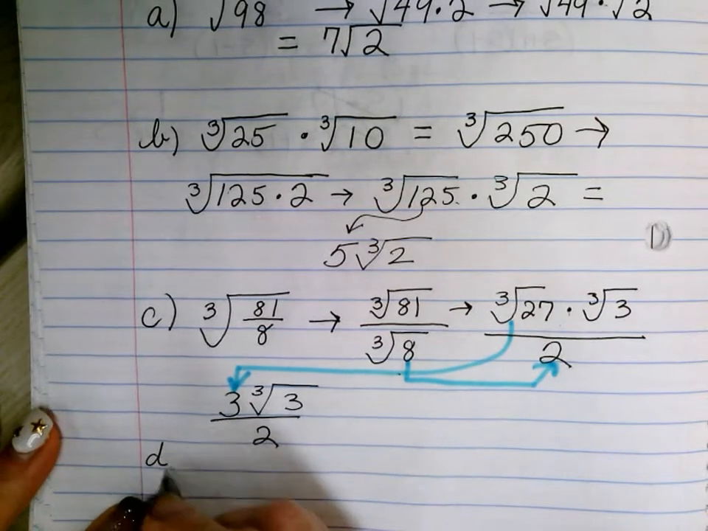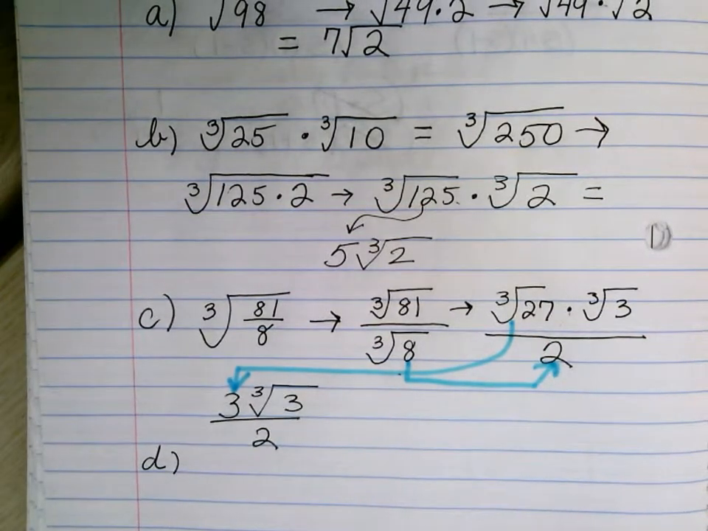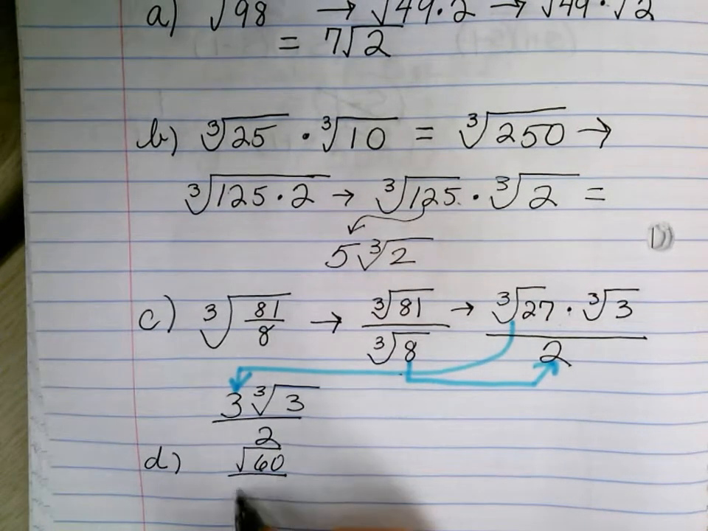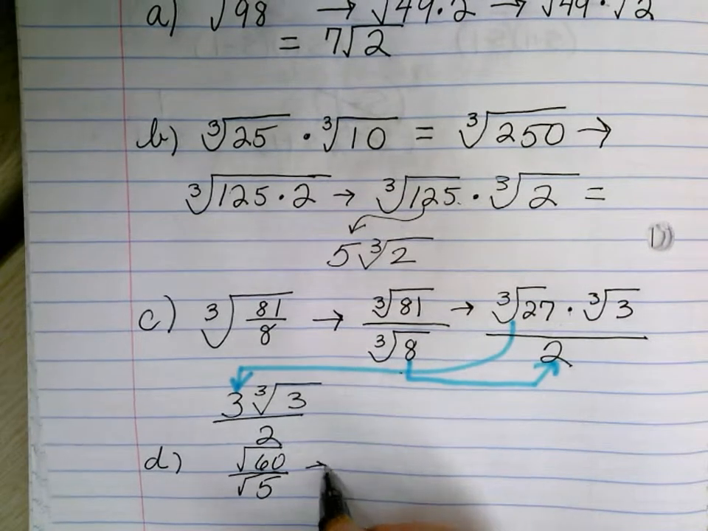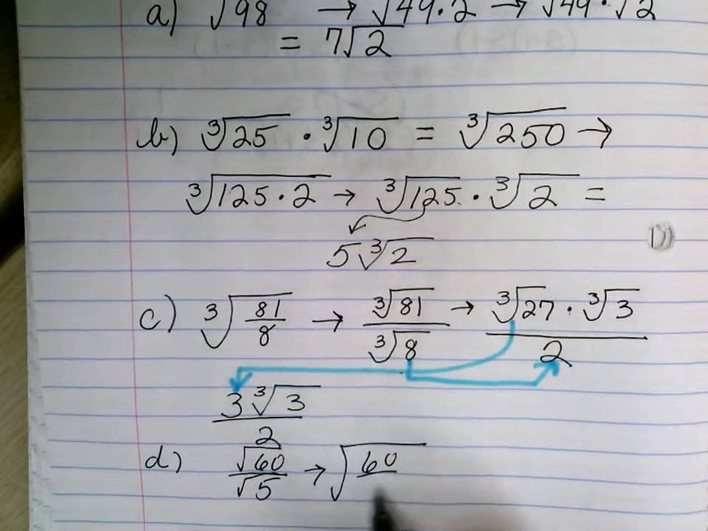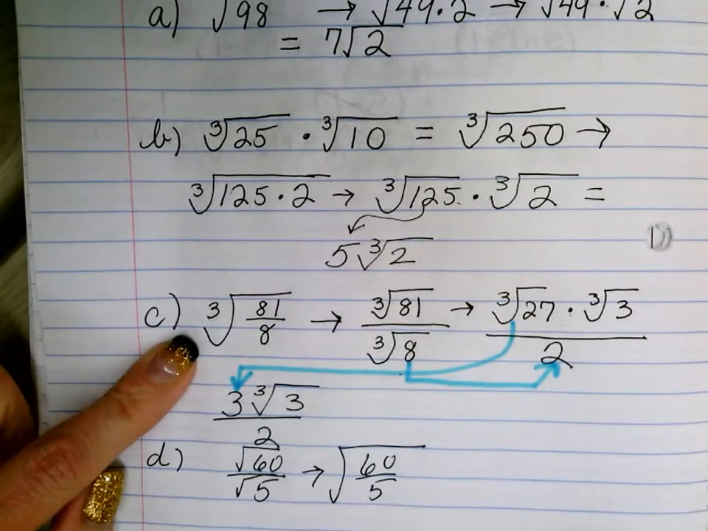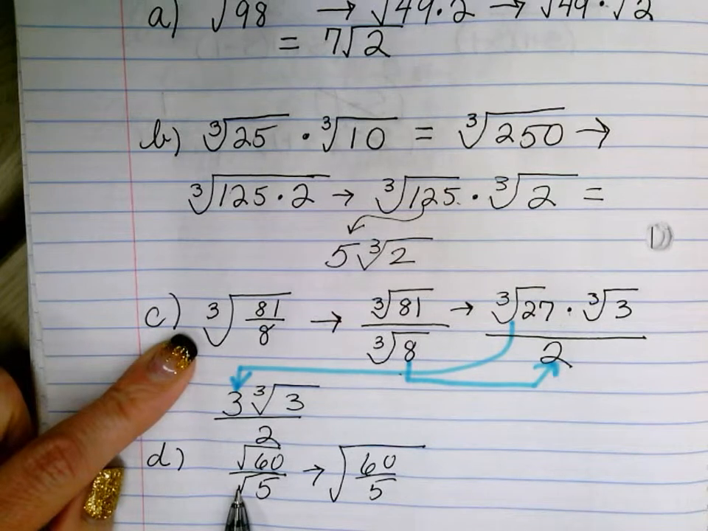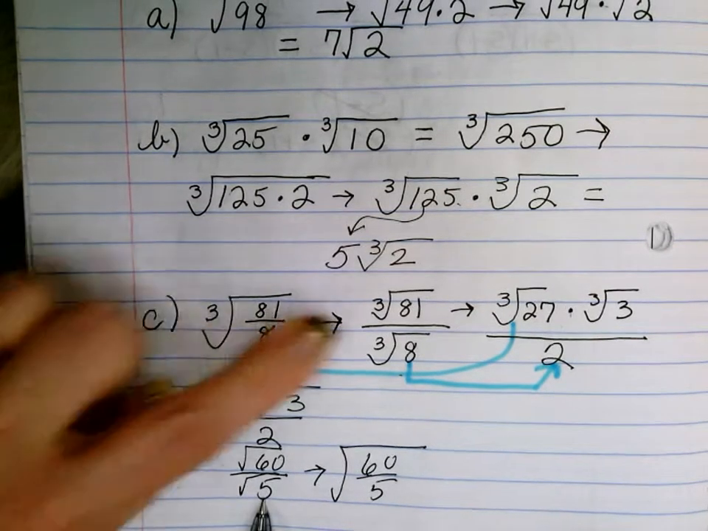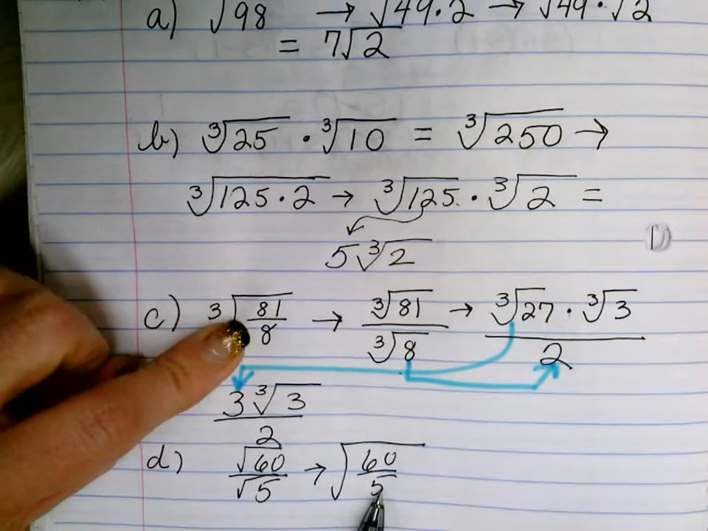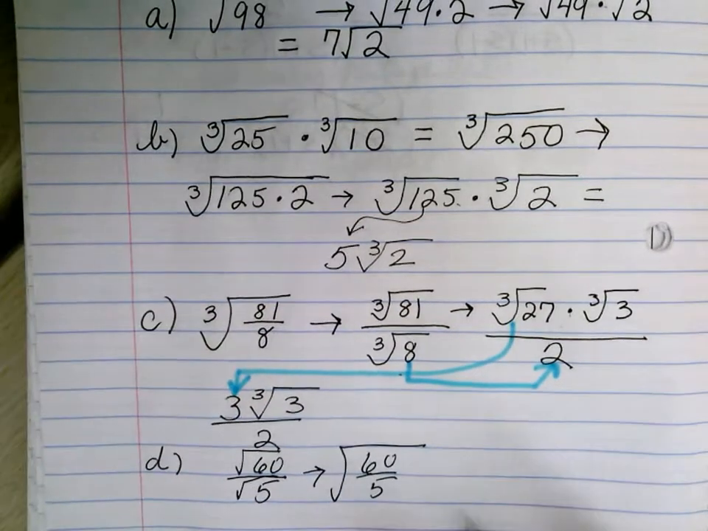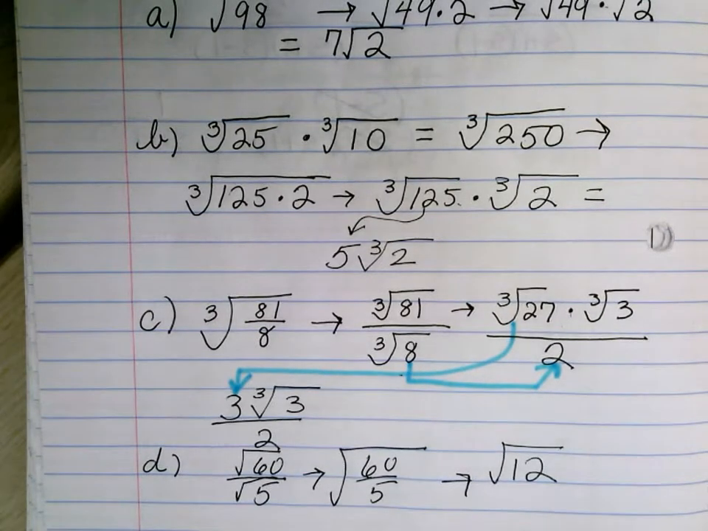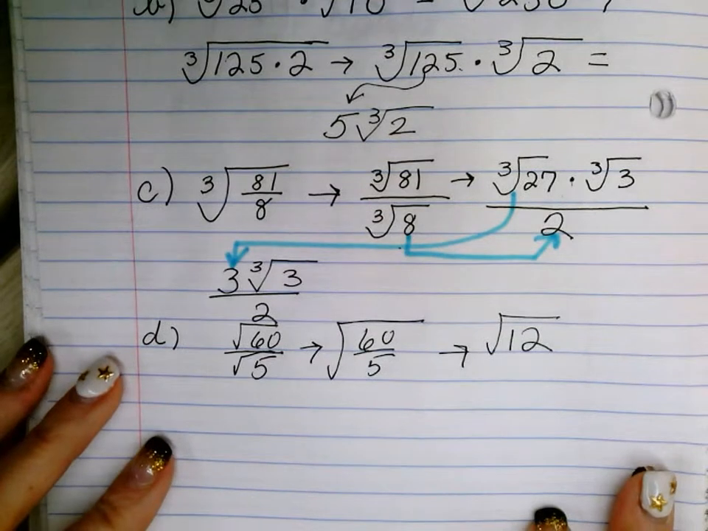D is awesome. D is one of those examples where we can actually do some reducing prior to actually messing with it. The cube root of 60 over the cube root of 5 is the same thing as saying the cube root of 60 over 5. Notice from the above, I went from this to this because I couldn't do anything with it. Well, the same could be done in reverse. I can go from this to this because 60 divided by 5 gives us the square root of 12, which is much simpler to work with. That's the simplified version so far.